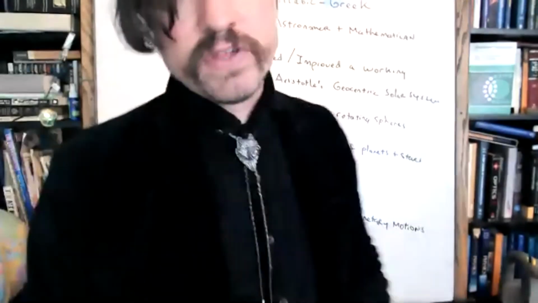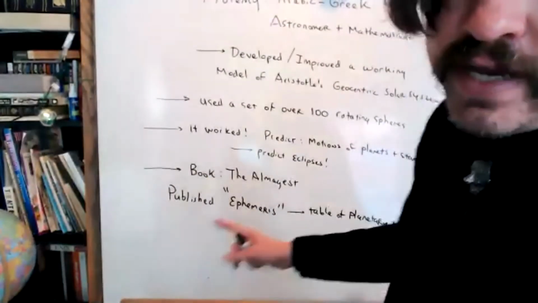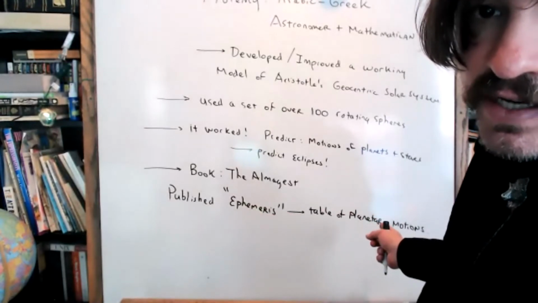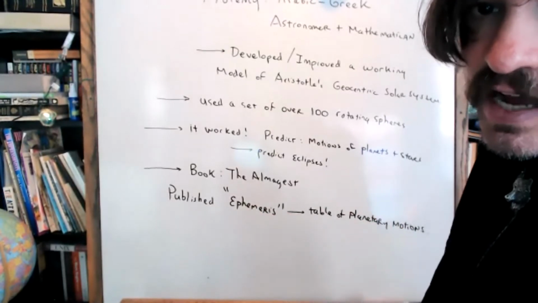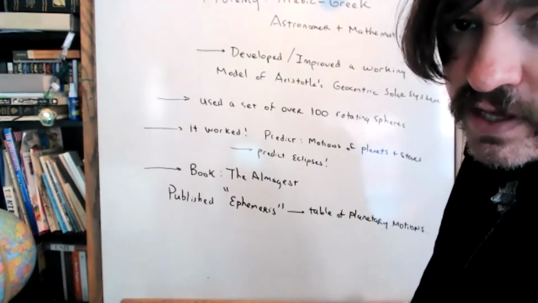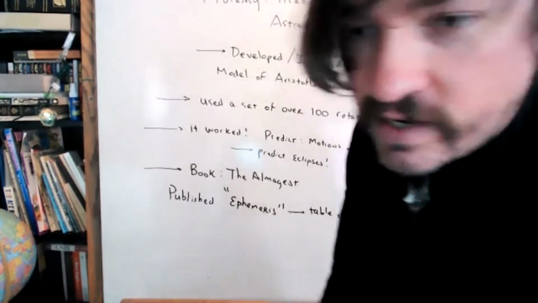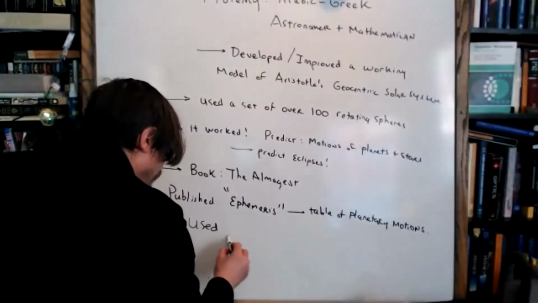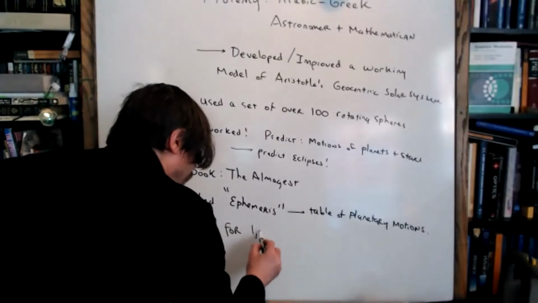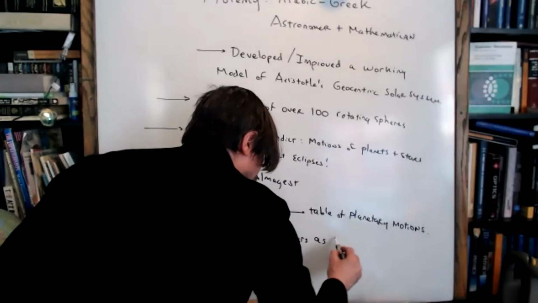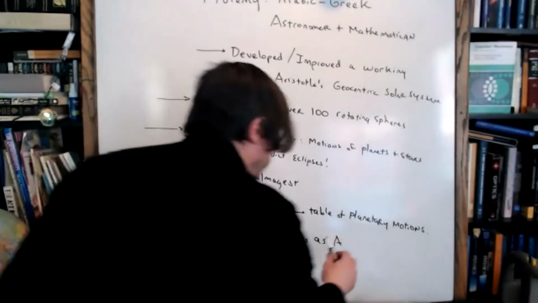So although the model was confusing, you didn't have to be a rocket scientist to look up the planet you were interested in and get its rising and setting times from the book. You see what I'm saying? The model was confusing, but the results were easy to understand. And this book was used for 1,500 years as sort of the Bible of astronomy.